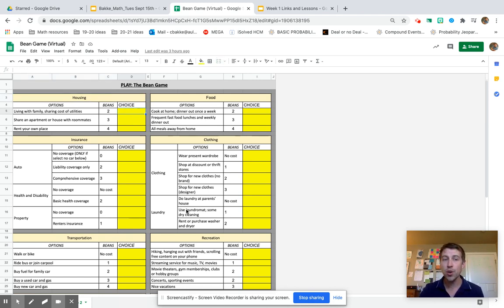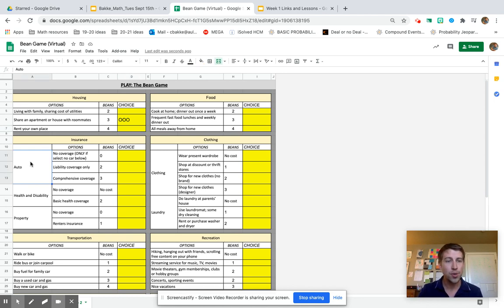So we're going to go to each category and make our choice. With housing, we have three different options. Living with family, where you share the cost of utilities like your internet, your water, your electricity. You can share an apartment with a house or roommates, or you can rent your own place. Right next to the option you choose is how many beans of your 20 bean paycheck it's going to cost you. Now, I like the idea of sharing an apartment with a house or roommates. I see that it costs 3 beans. So when I go over there, I'm going to put 3 capital O's in there to represent that I just used 3 out of my 20 beans. So now I only have 17 left when I start going to the other categories.